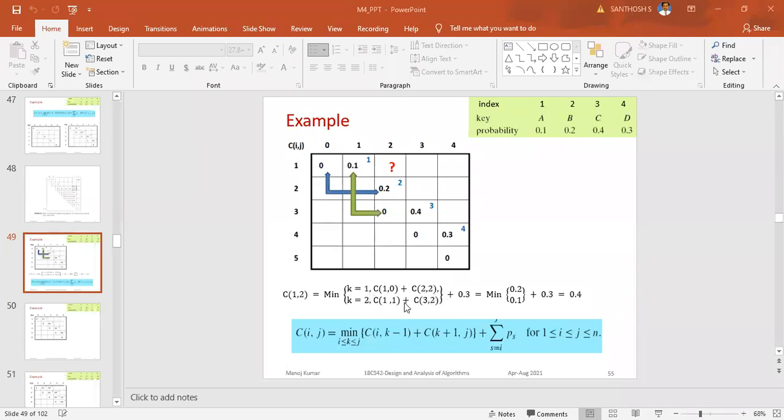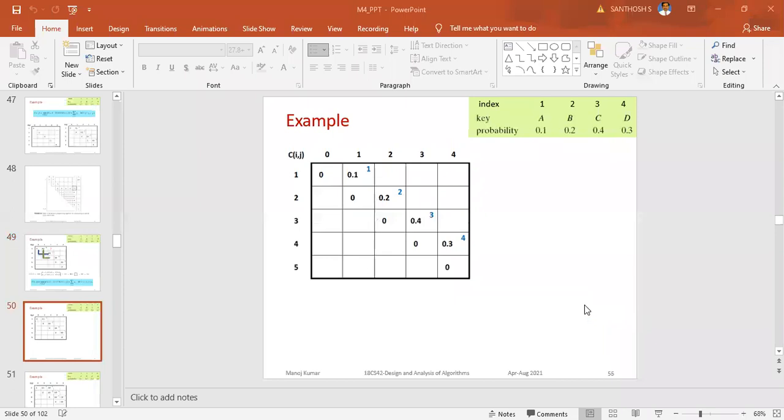So when you find this, C of 1, 0 is 0. C of 2, 2 is 0.2. C of 1, 1 is 0.1. C of 3, 2 is nothing, you have to take it as 0. So plus 0.2. This is the formula. When you go for the minimum, you will be taking it as 0.4. So what is C of 1 comma 2? C of 1 comma 2, we have taken it as 0.4. So that is the value, you can put it here.